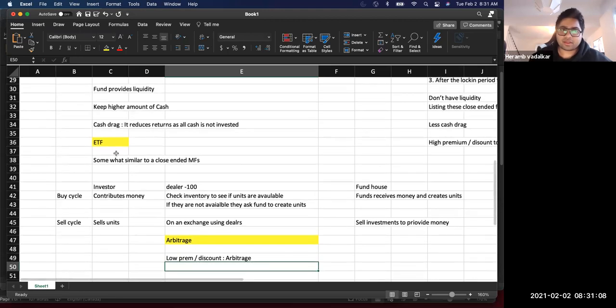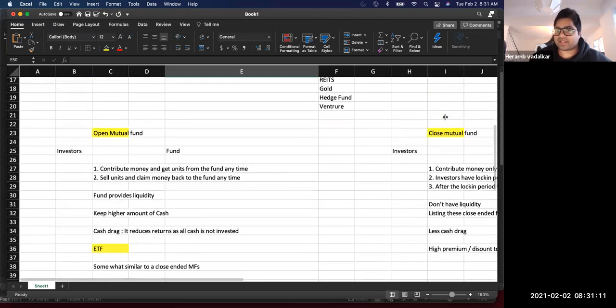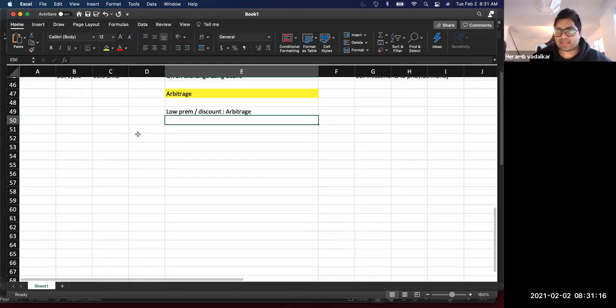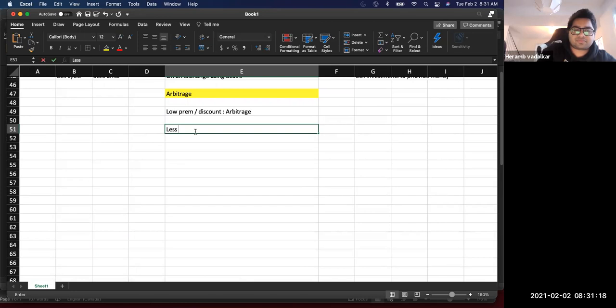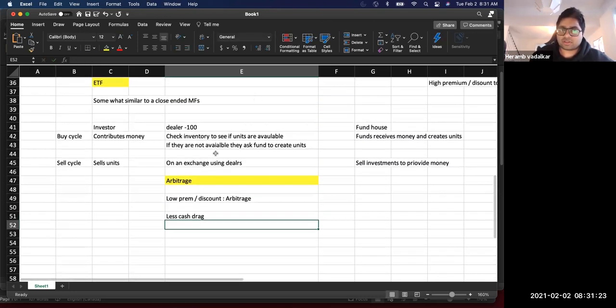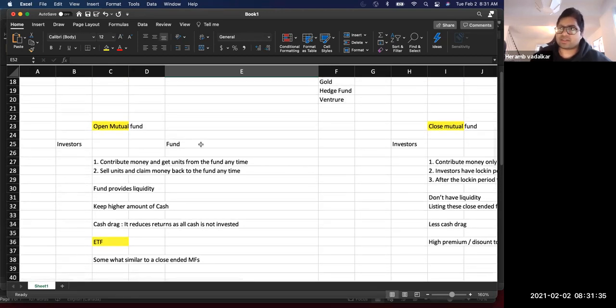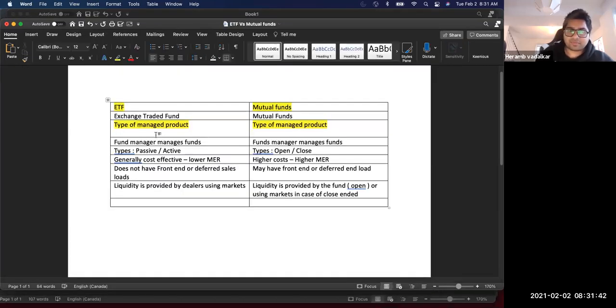One advantage that ETFs and close-ended mutual funds have over an open-ended mutual fund is less cash drag. The ETF provider, the fund house, doesn't keep much cash because he or she doesn't need to. So the cash drag is really less. But in an open-ended mutual fund, the cash drag can be quite intense. Now, with this background, let's discuss the rest of it.